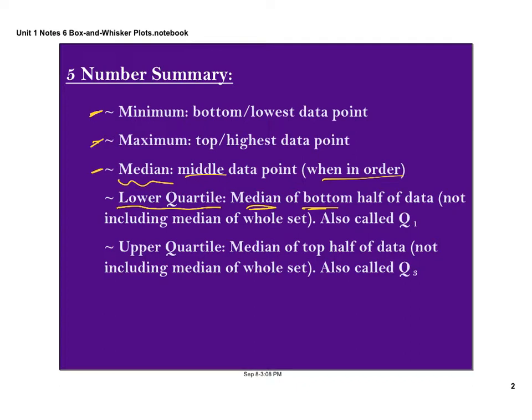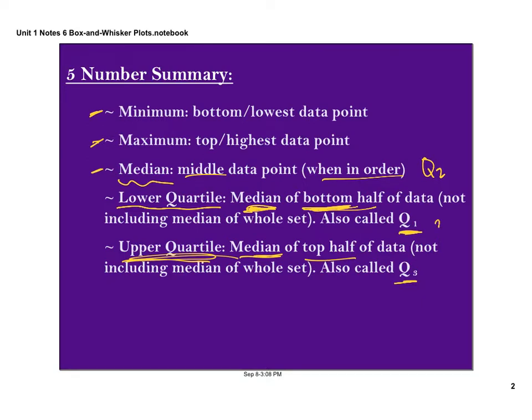So the lower quartile is when you cut the bottom half of the data in half, and the upper quartile is when you cut the top half of the data in half. So it's the median of the bottom half and the median of the top half. The lower quartile is also called Q1 because it's the first quartile of the whole data set. The median is technically also called Q2 because it would be the second quartile. And the upper quartile is technically called Q3 because it marks the third quartile of the whole data set.